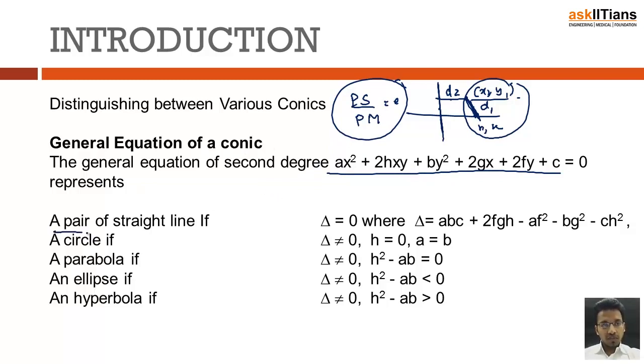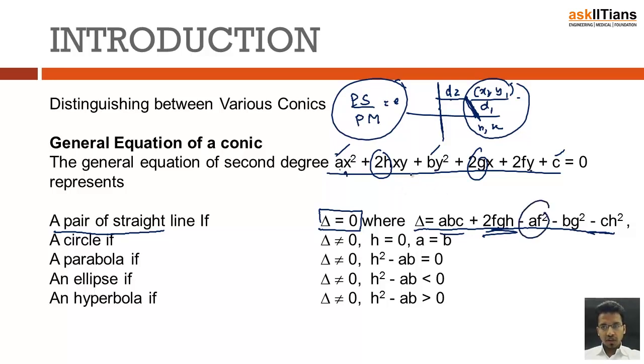It will represent a pair of straight lines if this delta is equal to 0. Now the value of delta is given by this expression. This you can easily remember: A, B, C coefficients and then F, G, H, and obviously the twos are there. A is the coefficient of x square, B is the coefficient of y square. So this way you can remember using different methods. It's one expression that you have to remember.